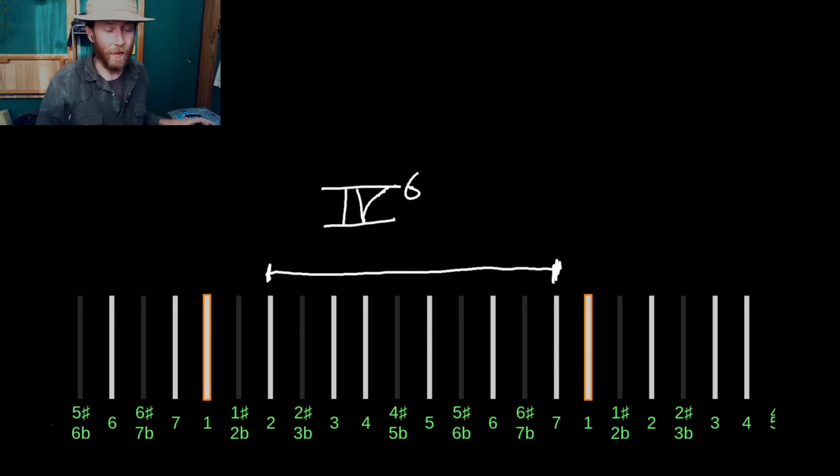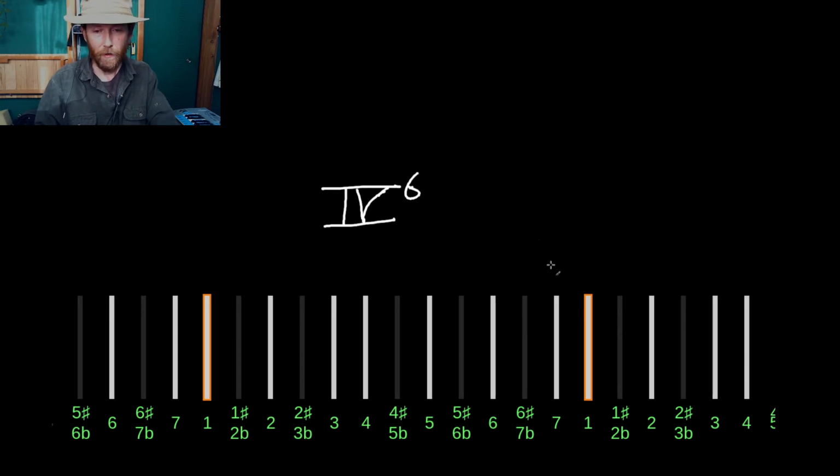Let me erase that real quick. Hold on. So we want to add a 6th interval. First, let's just count how many steps are involved in this 6th interval. We've got 1, 2, 3, 4, I'm sorry, half steps. 5, 6, 7, 8, 9 half steps, right? That's the distance of a 6th. It's 9 half steps.